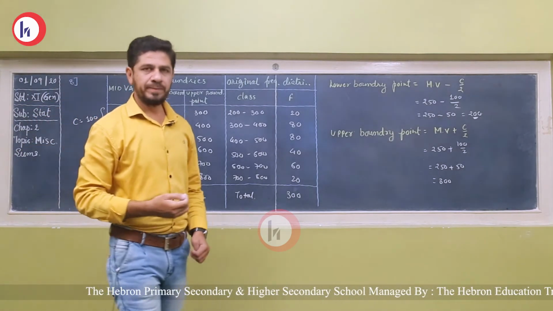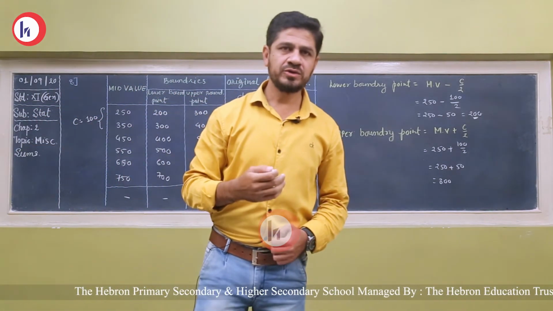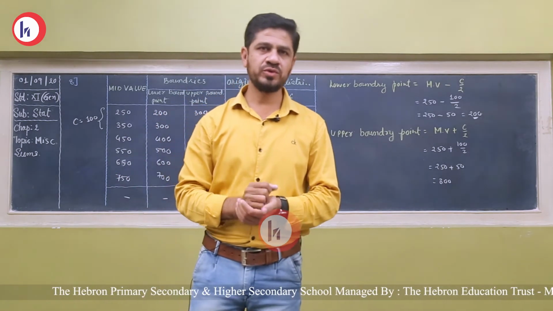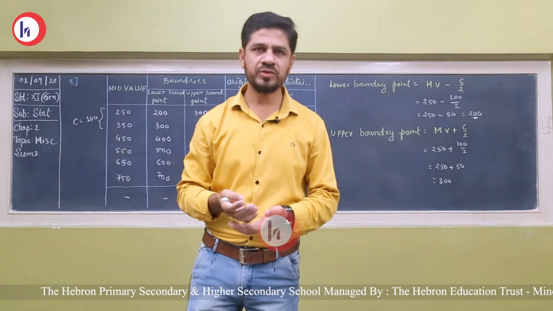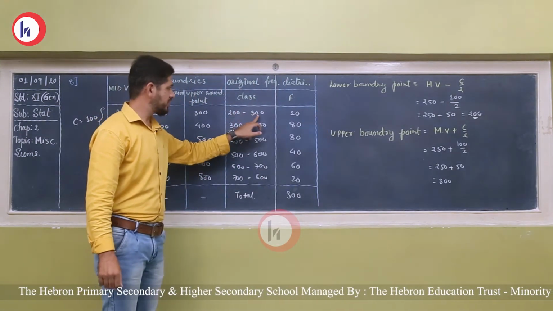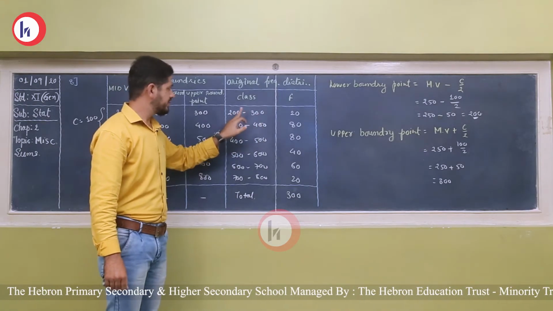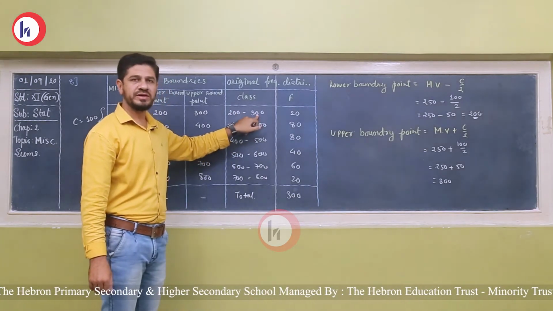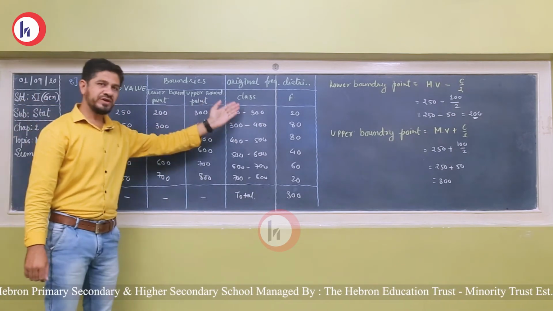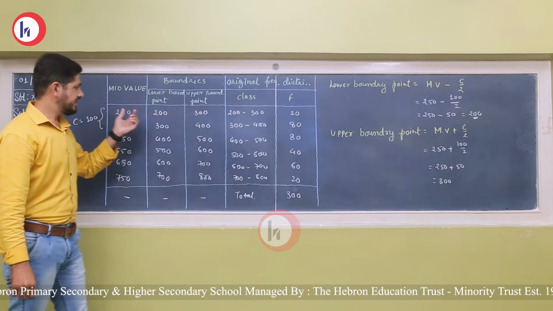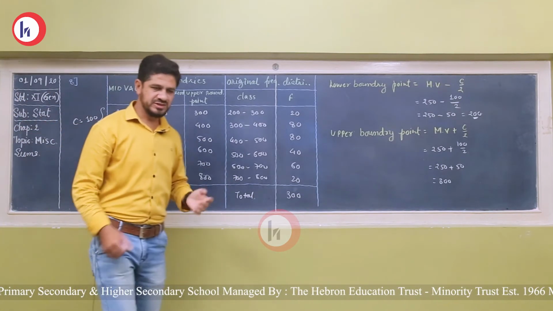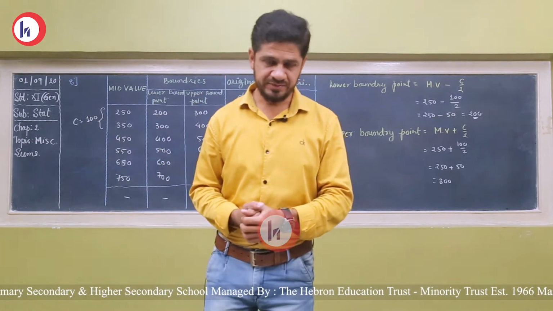Students, you also know the formula to find the mid value. The formula of the mid value is equal to the lower boundary point plus the upper boundary point divided by 2. So the lower boundary point is 200 and the upper boundary point is 300. So 200 plus 300 divided by 2 gives 250, that is the mid value. So you can check every class by this formula and recheck the values that are given to us. So this is an easy sum. Let's come to the next one.